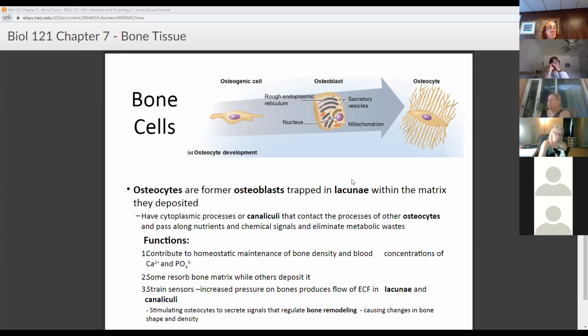If they get unstuck, because bone gets broken down, if we break down the lacunae that they're stuck in, the cavity or the corner of the room, they can start secreting matrix again and become osteoblasts again. That's the best analogy I have for explaining the relationship between those.